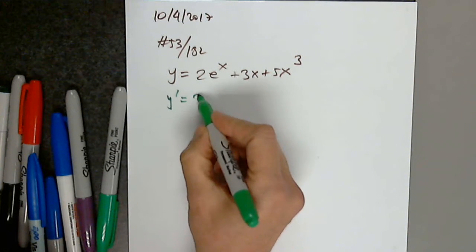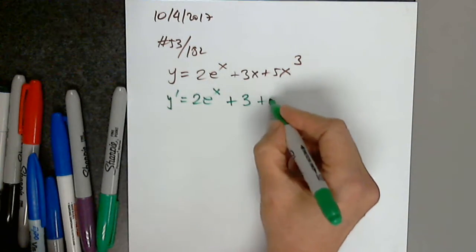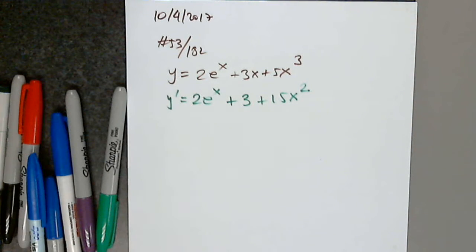Equals 2e to the x. Very good. I agree. Plus 3. Very good. Plus 15x squared. Perfect. So I have the derivative. And now, so it said one more time, it said, show that this curve has no tangent line with slope 2.